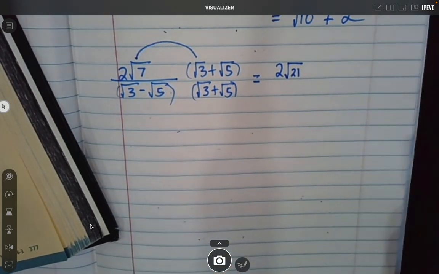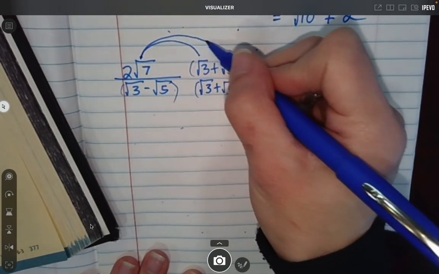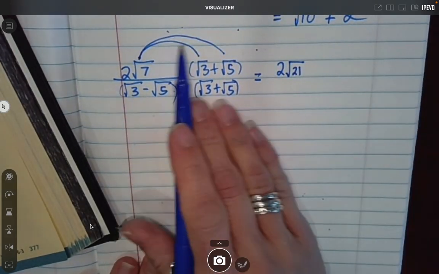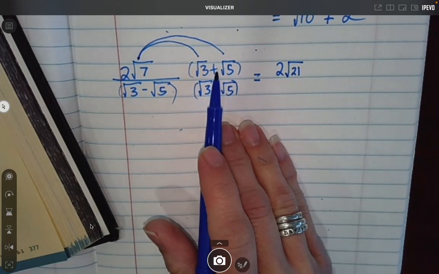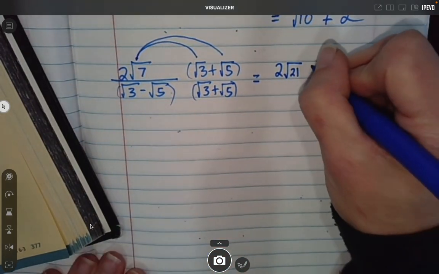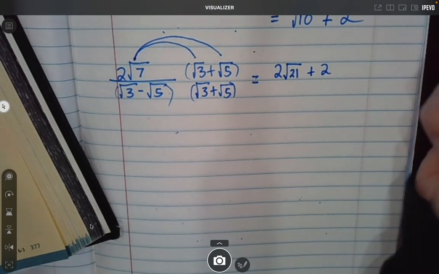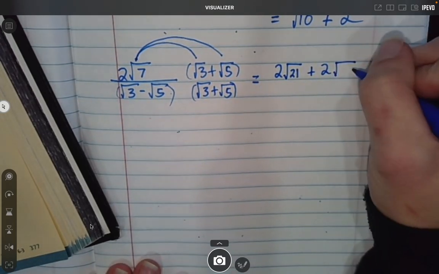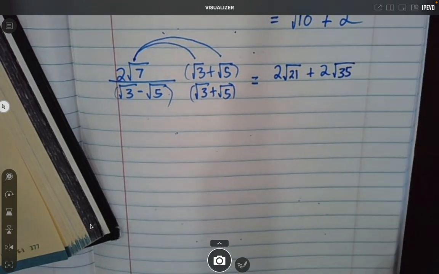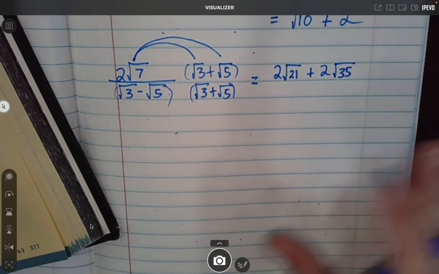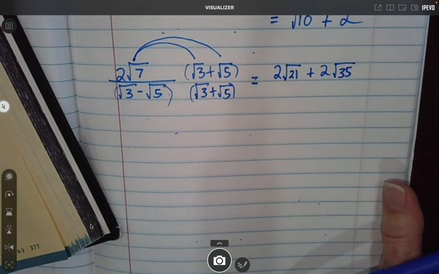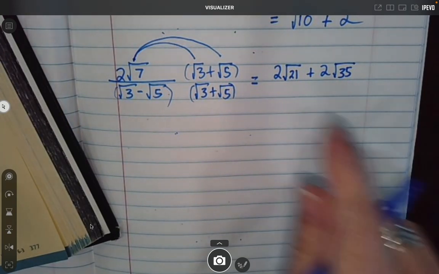Next one, we're going to distribute it to the other number. 2 square root of 7 times the square root of 5. Well, what's the only number on the outside? The 2. Nothing to multiply it by. And what's the 7 times 5? Square root of 35. This one's strange. Okay. But it works. Okay. Everybody good so far? Yes, no? We're good? All right.